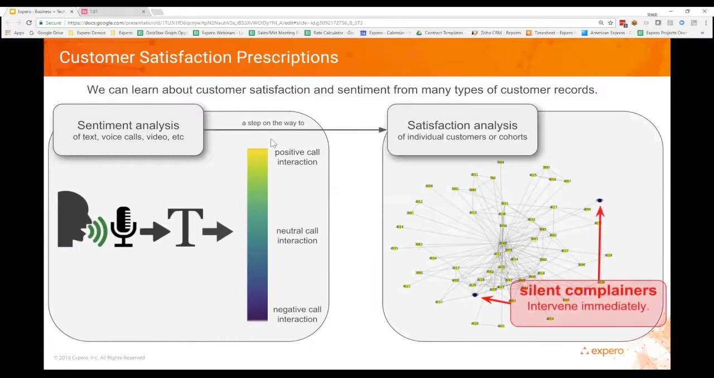So we have two customers here in this customer cohort who are labeled as silent complainers, right? These are people who obviously have been dissatisfied by some interaction with the company and are not doing anything like contacting customer service to attempt to make amends. But they are at a high risk of churn, and you want to address this problem. So using this customer satisfaction deep learning graph methodology, we can tease out the silent complainer details, the customers from their cohorts.